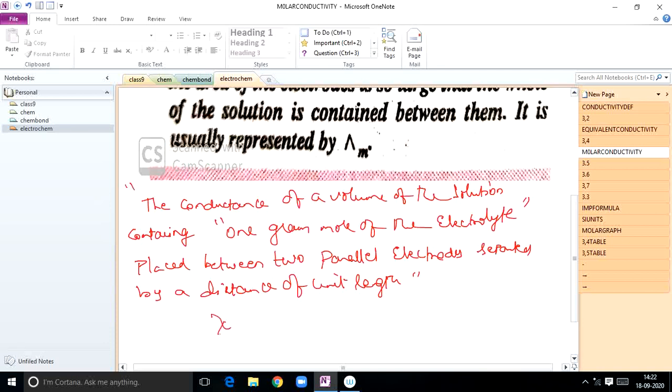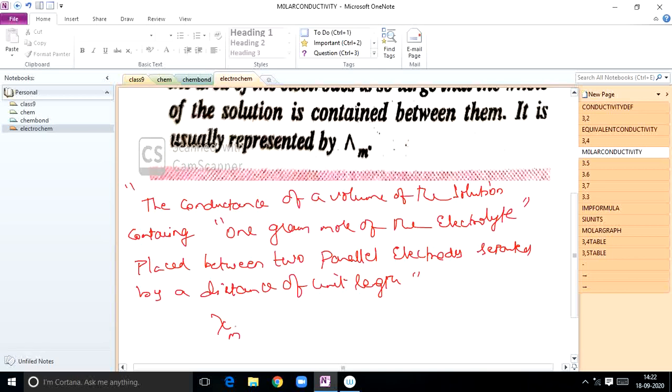It is denoted by lambda m. It is the conductance of the volume of the solution containing 1 gram mole of the electrolyte placed between two parallel electrodes. Imagine 1 gram mole of electrolyte is placed between two parallel electrodes, and these two parallel electrodes are separated by a unit length distance.